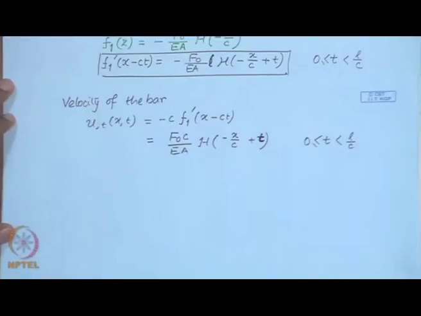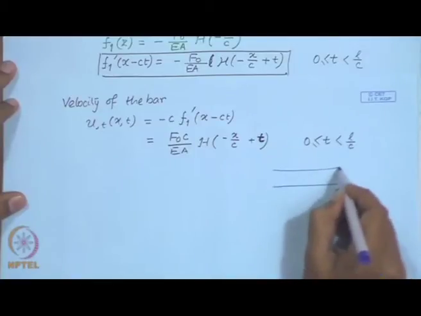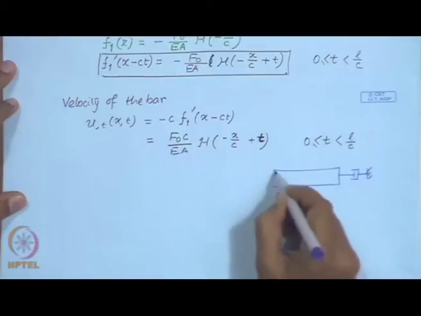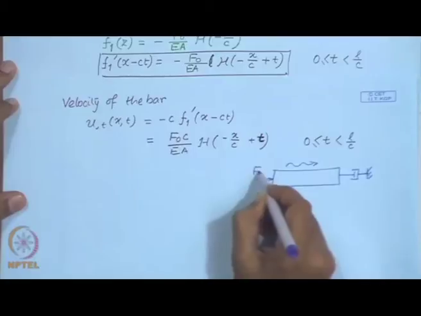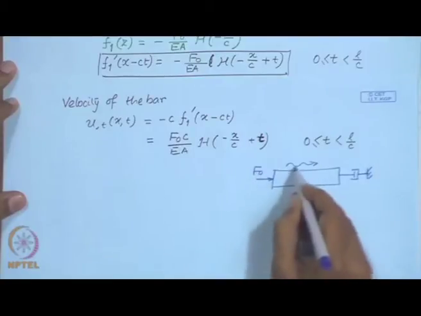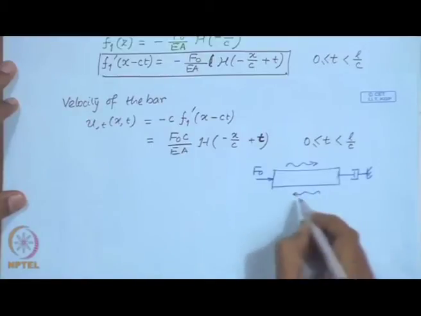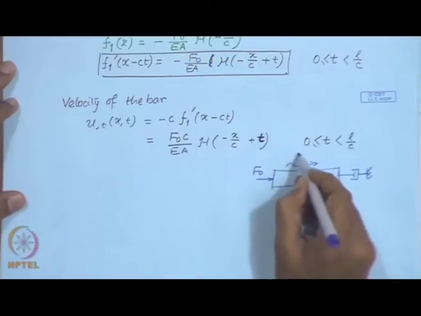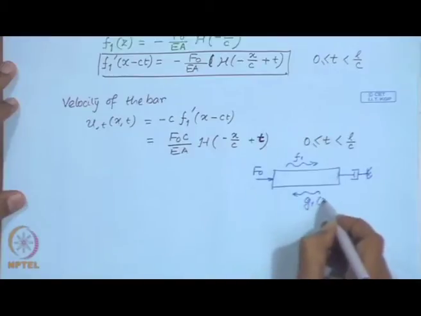Now, this is going to go, and so the force is now F naught. This wave is going to hit the right boundary where there is a damper, and there is going to be a reflection. So, if I call this F 1, I will call this G 1.